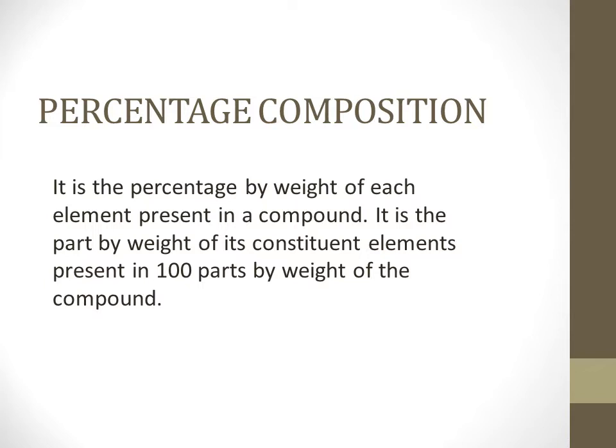The percentage by weight of each element present in a compound is known as the percentage composition of a compound. If there are 3 or 4 elements present in a compound, we have to find out the percentage of all the elements. If there are 3 elements, you have to find out the percentage of 3 elements, and if there are 4 elements, we have to find out the percentage of 4 elements present in that compound. It is the part by weight of its constituent elements present in 100 parts by weight of the compound.